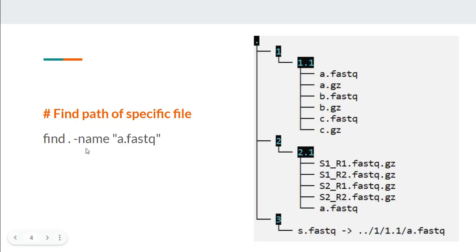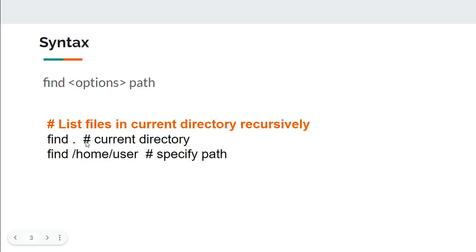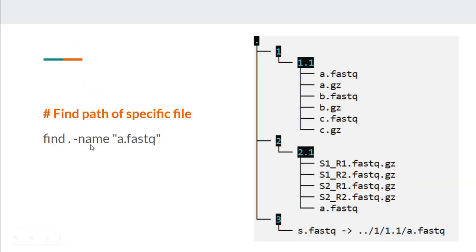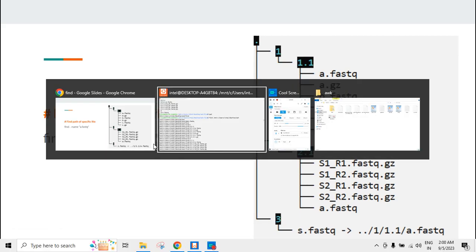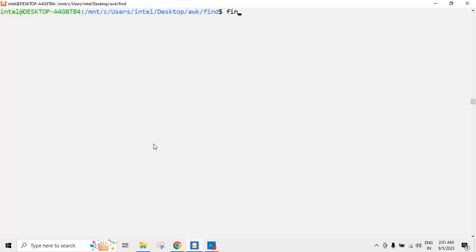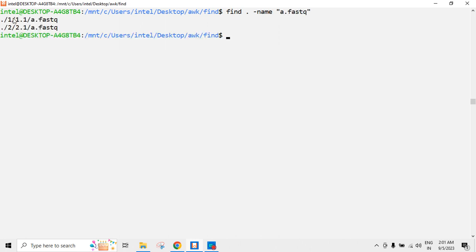Now the first option that we will be using is hyphen name. That means we will be searching name-wise. I want to search in the current directory for the file whose name is exactly a.fastq. So let's try that. Find dot minus name, and I give a.fastq. It will give me the relative path from this folder.